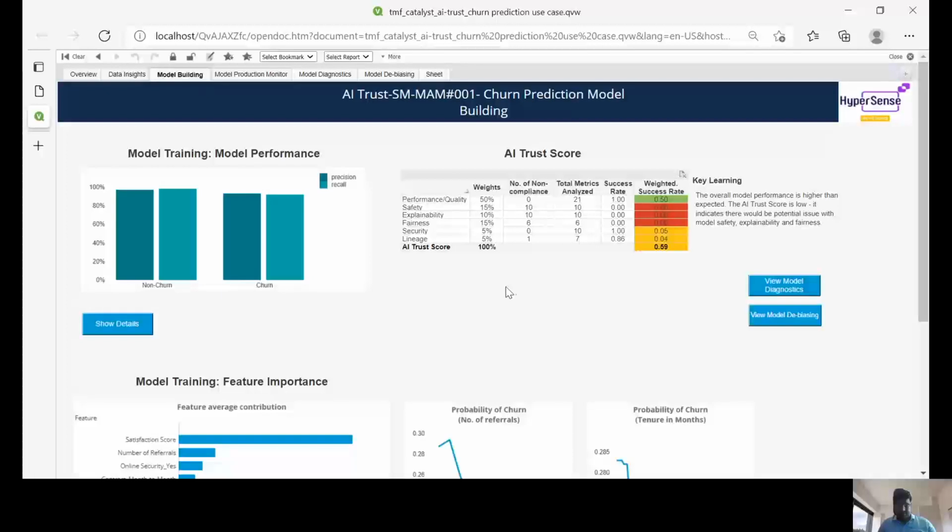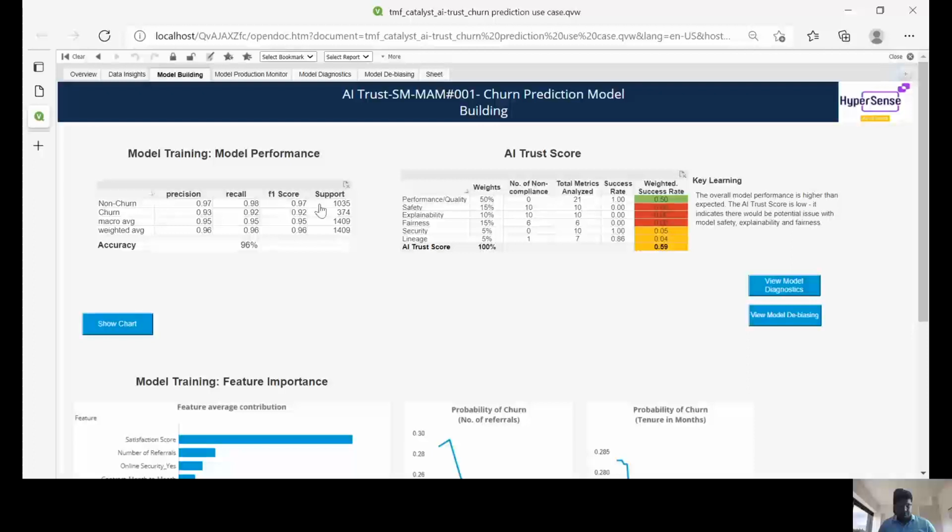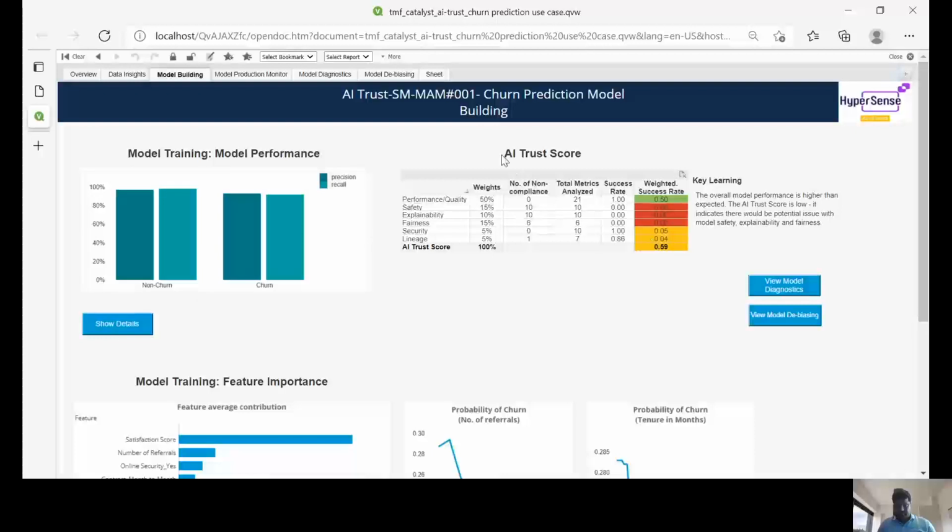This is the model that we have built, which had about 96% accuracy. The precision is 97% and the recall is 98%. It's a pretty robust model. However, what you see on the right-hand side on the test score assessment, the model trust score, is only 59 on a 100 scale. So it's a very low score.